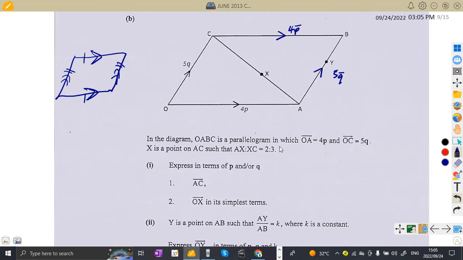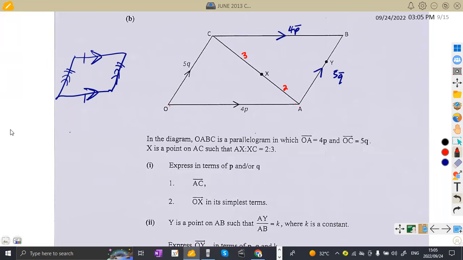Okay. Now we are given that AX to XC is 2 to 3. So here we've got 2 parts, here we've got 3 parts. The first question is to express in terms of P and Q the vector AC. So vector AC, guys, is direct. You can take A to O, then O to C, or we can use A to B, then B to C. Whatever route you take, you're going to have the same answer.